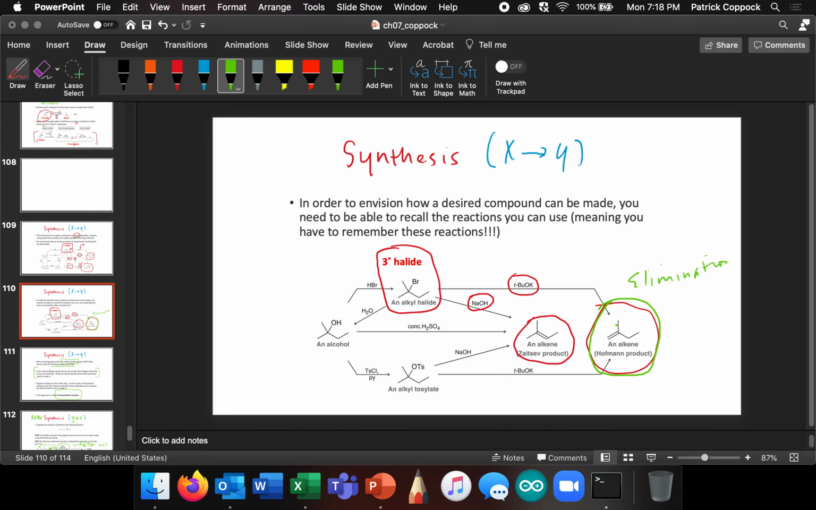Another way to ask this is, how would I make this from a 5-carbon compound? Can you see that 5-carbon compound, right? How would I make that? And you just work your way backwards. You say, well, I know I can make a double bond, and I can do that with a strong base. This looks like it's the Hofmann product, right? Because it's the least substituted alkene. And so I could make that from a tertiary alkyl halide, right? So you work your way backwards like that. Go practice. Good luck.